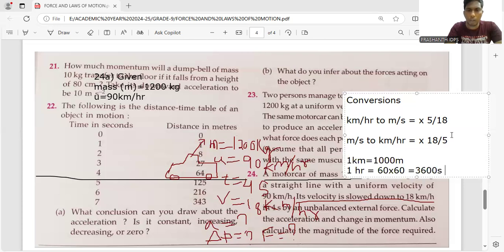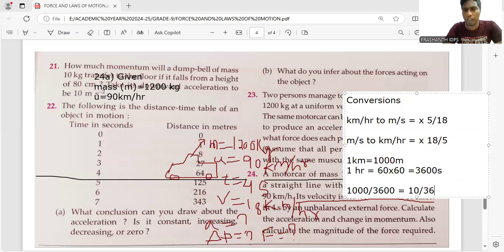Now you divide 1000 by 3600. Two zeros get cancelled, so 10 by 36 remains. So 10 divided by 36: if you take the table of two, two eighteens are 36, which is equal to 5 by 18. Understood? That is why I am multiplying with 5 by 18. These are the points you should remember.